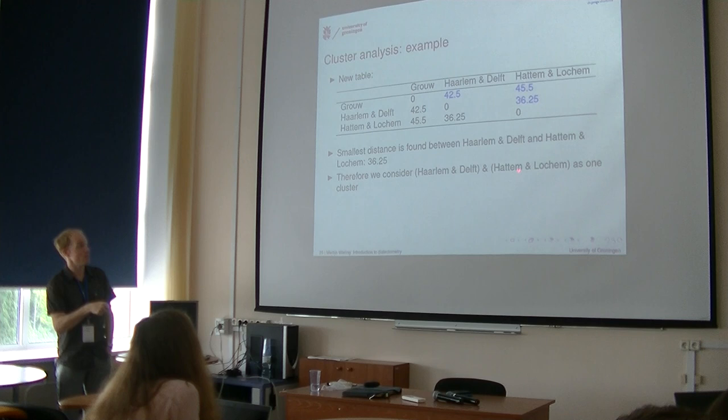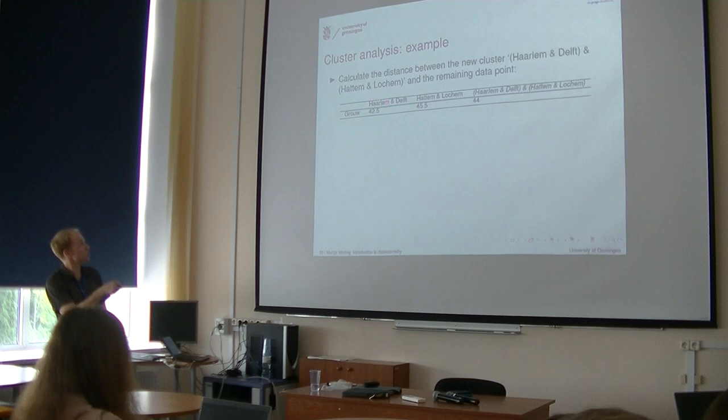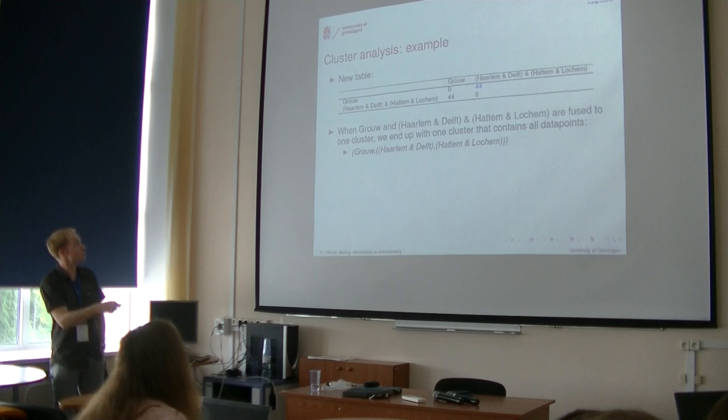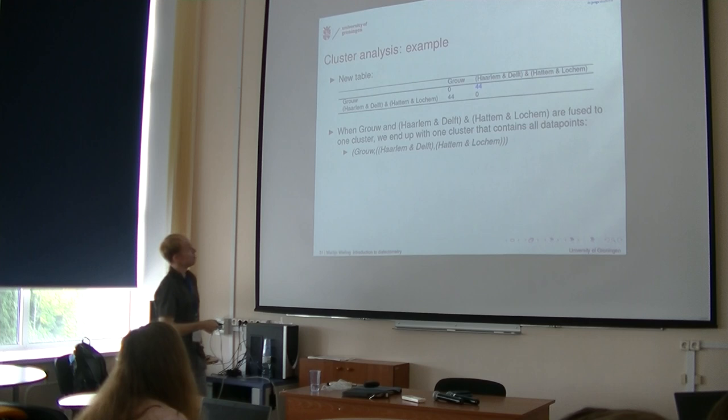Right? So we have the distance from Haarlem and Delft to Gauw is 42.5. The distance from Hattem and Lochem to Gauw is 45.5. Average of that is 44. Right? So we now get a new group, which is Gauw and Haarlem, Delft, Hattem and Lochem. Right, so if we would make a final grouping, we would group Gauw with the remaining ones. Yeah? So we then end up with one cluster containing all the data points.